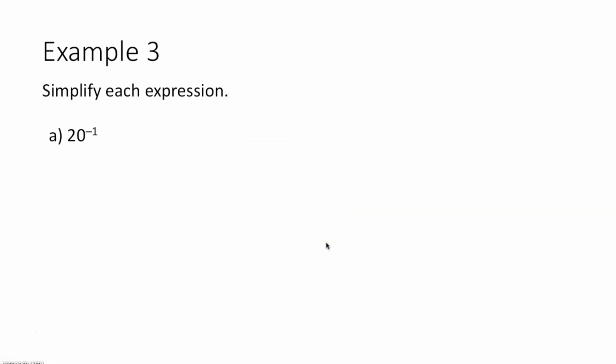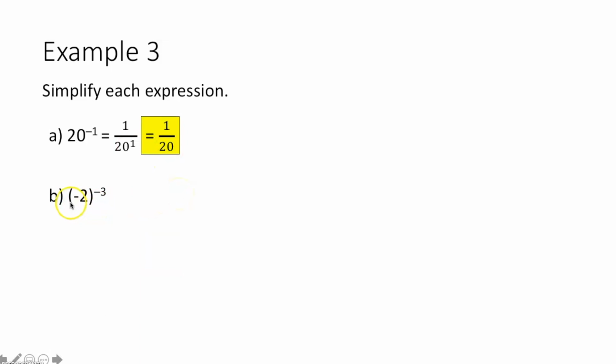Now let's practice this. Example 3, we're going to simplify this expression, 20 to the negative first power. When I evaluate this, again, I'm going to take 20 to the negative first and move it to the opposite side of the fraction bar. So it's going to be 1/20 to the first power. Now 20 to the first power, I just multiply 20 by itself one time, so it's just 20. So my answer is going to be 1/20.